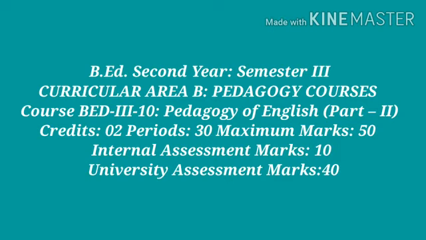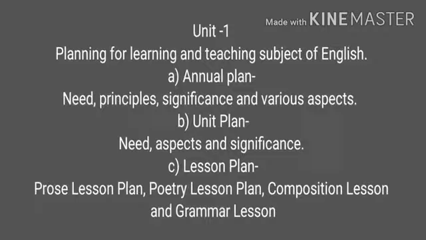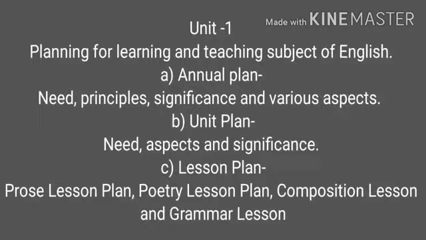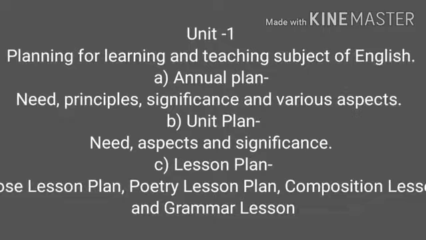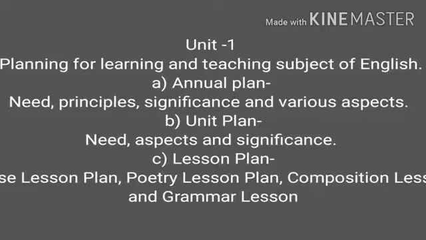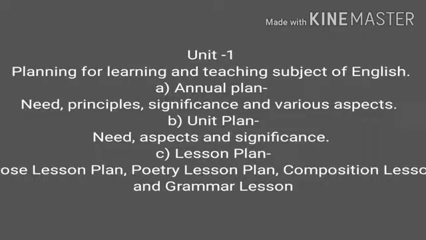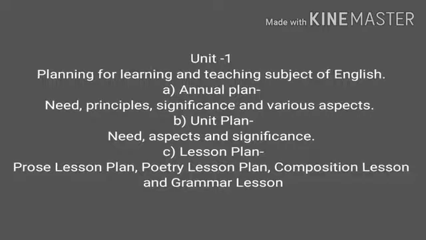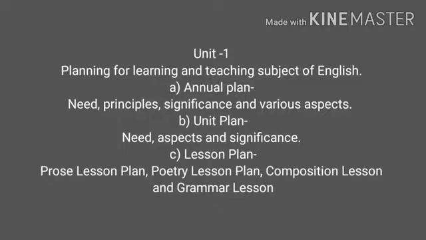Let's turn towards the unit-wise explanation of this paper. In this paper, we have four units and each unit has some subunits. Unit first is planning for learning and teaching subject of English. In this first unit, we have three subunits. Subunit A, annual plan. In this subunit, we will learn the need of unit plan, principles of unit plan, why unit plan is significant for the teacher, and which are the various aspects of unit plan.